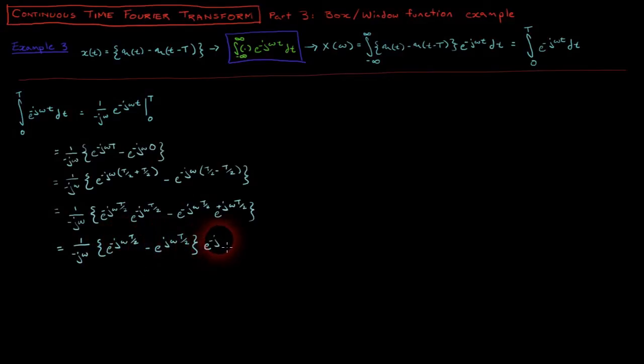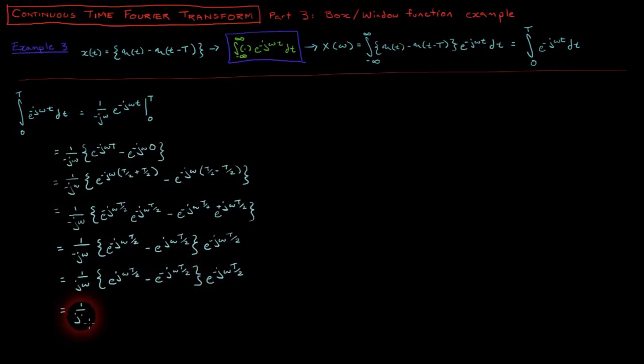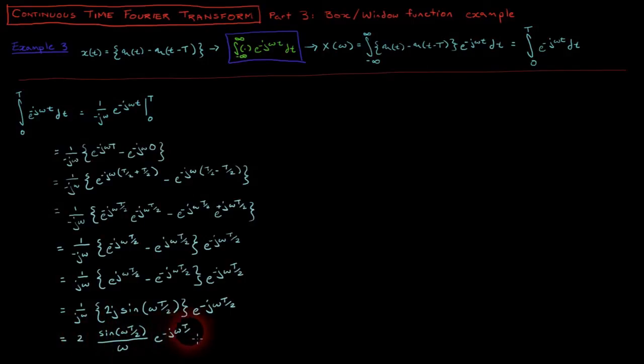We then pull the term e to the negative j omega t over 2 outside the brackets because it is common to both. Multiply the negative inside the brackets. Then use Euler's formula to rewrite the terms inside the brackets as 2j sine omega capital T over 2. Finally, cancel the j term. The form we are left with is more or less what is known as the sinc function. However, the sinc function is defined differently by different people, so I'll try to avoid its use when I can.